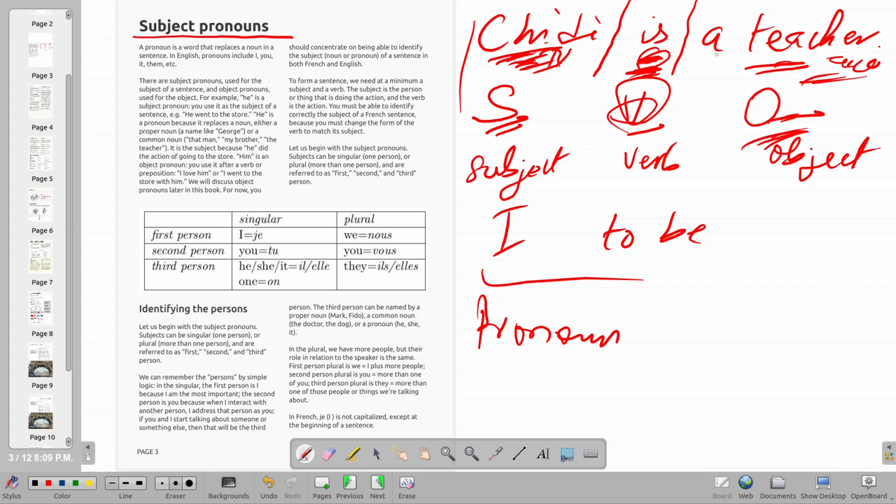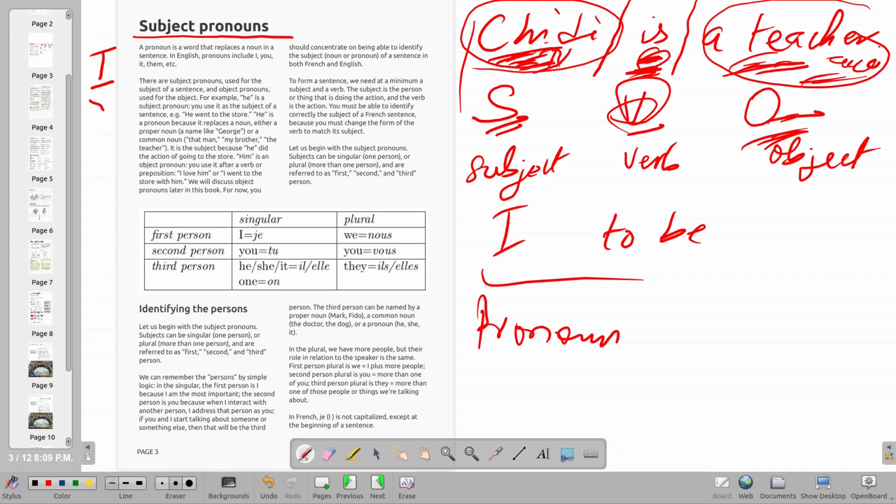So this teacher here can be replaced with a pronoun. So any pronoun that replaces the object is an object pronoun. Any pronoun that replaces the subject is a subject pronoun. We have a few subject pronouns in English. Subject pronouns are easy to identify. In English, they are I for the first person. So now we will also be identifying the persons as well.